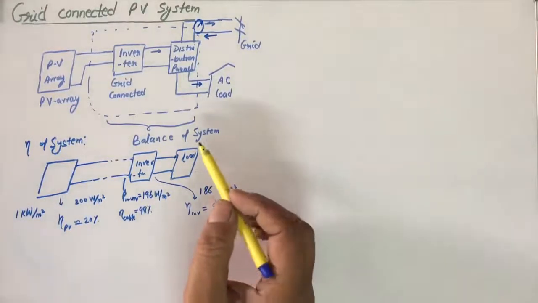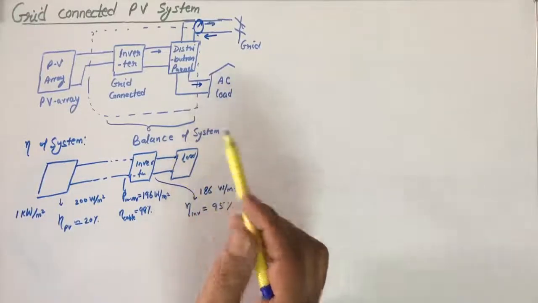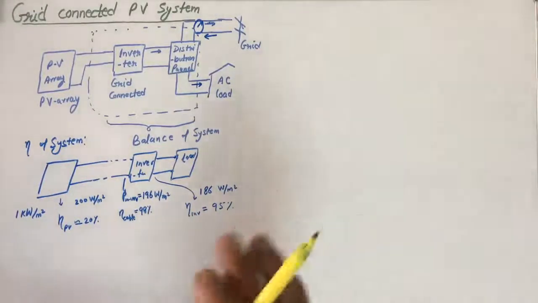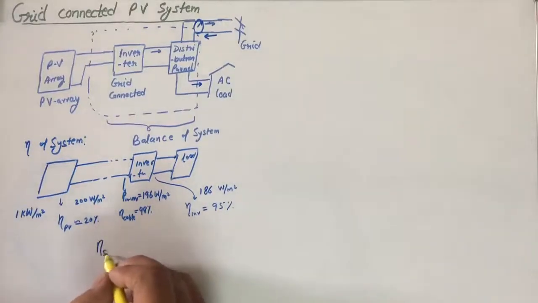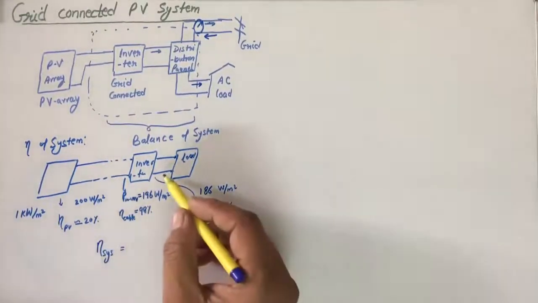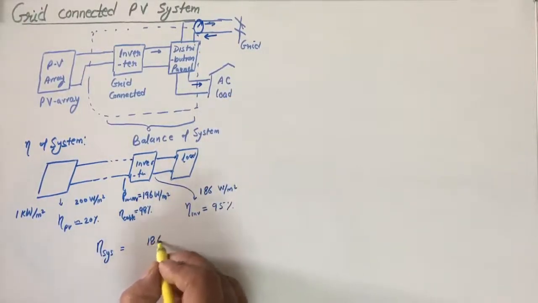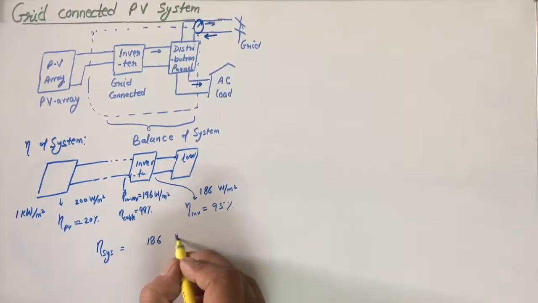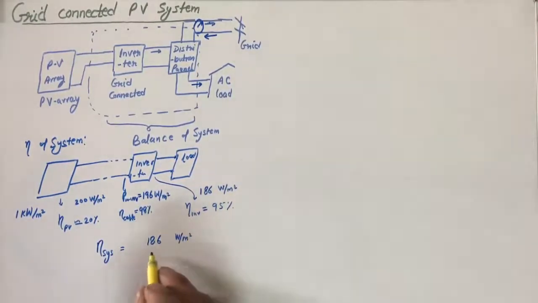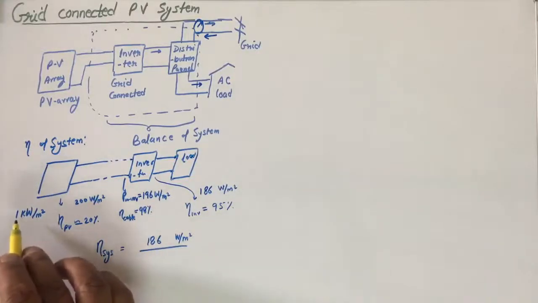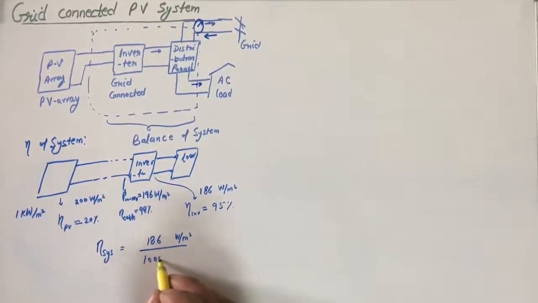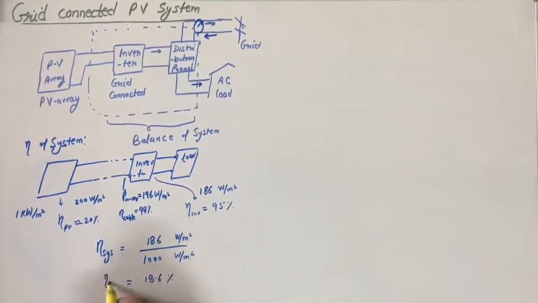Assuming losses at the distribution panel and the cable carrying AC power are negligible, the efficiency of the system is the output power of the inverter that is available to the load, that is 186 watt per square meter, divided by the input power to the system, that is the irradiance power. This gives 18.6% as the efficiency of the system.